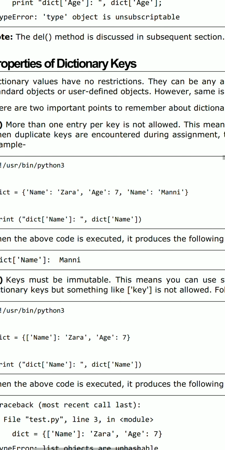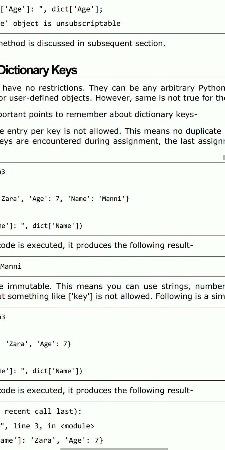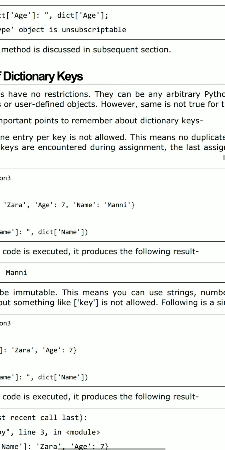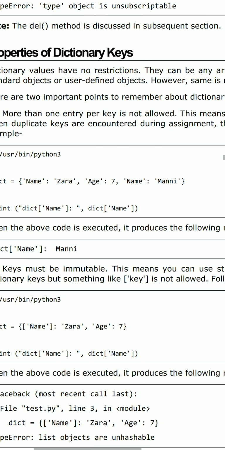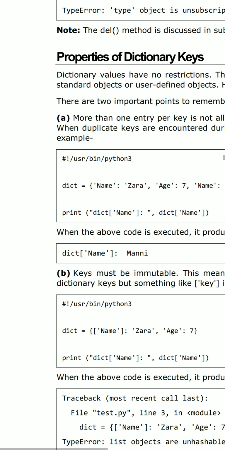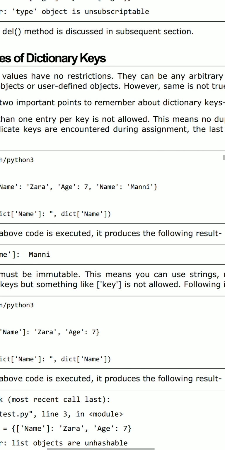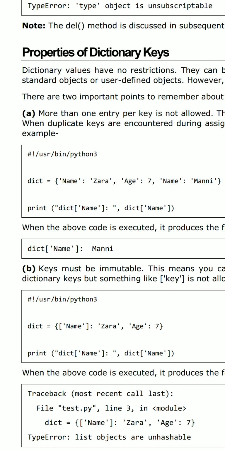Why? Because we have to remember two dictionary key properties. First one is that more than one entry per key is not allowed. This means no duplicate key is allowed. When duplicate keys are encountered during assignment, the last assignment wins. Here you can clearly see name and name, both are the same keys, but their values are different.